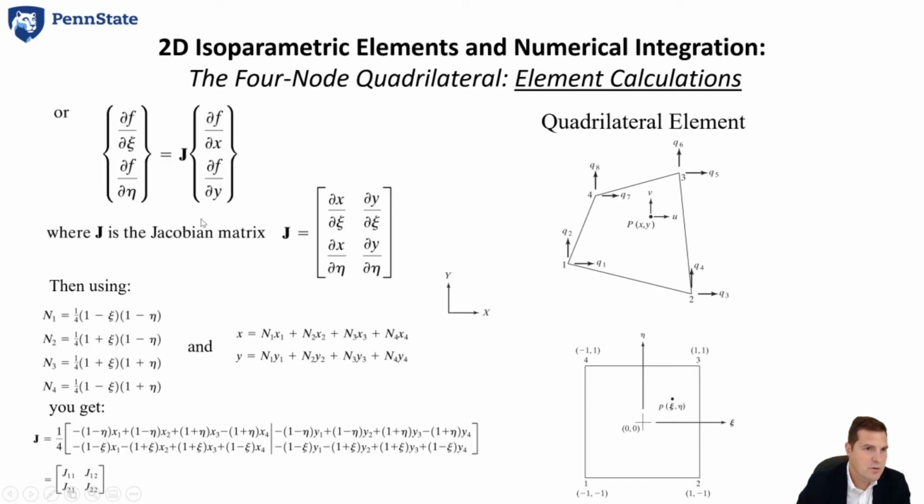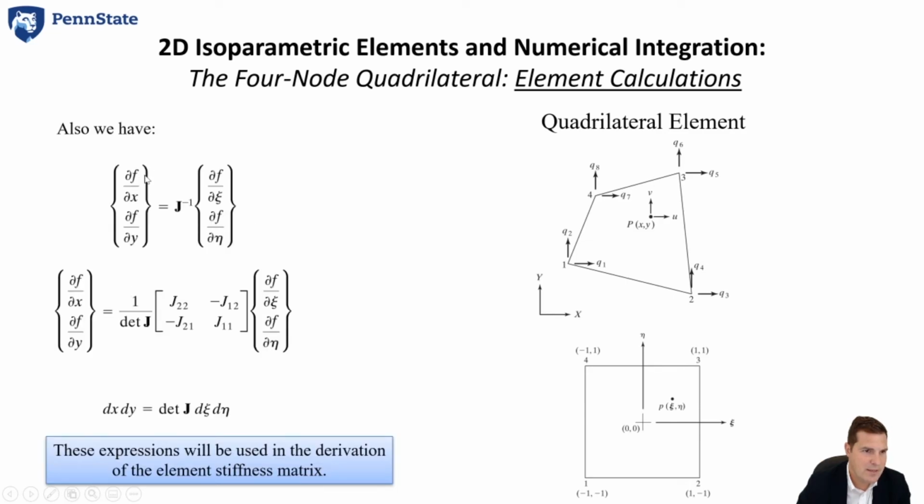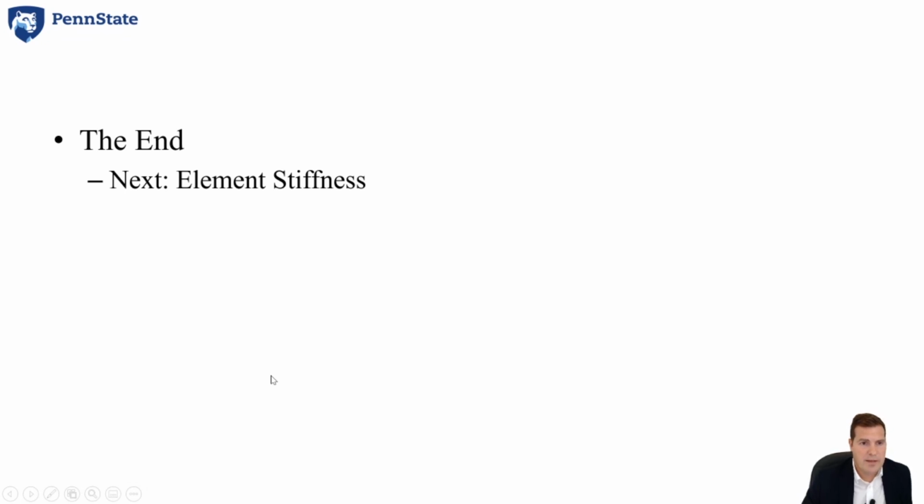And then what we can do is go back to this equation and invert J. So we can do the inverse of J and then we can get df dx. Of course, J inverse is something like this. We know how to do that for a 2 by 2 matrix. And so we're left with dx dy equal to the determinant of J with d psi d eta. This relationship can then be used to create the transformation that we need. And we're going to need this in the derivation of the element stiffness matrix, and so we're actually going to talk about that in the next video.